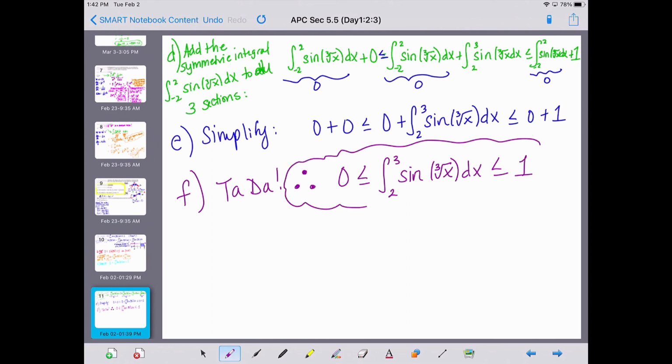So using the symmetric properties of a function that is odd, the integral is going to be 0. Using that, combined with the fact that we know that the area under the curve between what was left, so between 2 and 3, had to be less than 1, we trapped that in between 0 and 1. Then we added back in our symmetric integral and evaluated that as 0. And so basically we were able to show that the value of this integral from 2 to 3 has to live between 0 and 1.